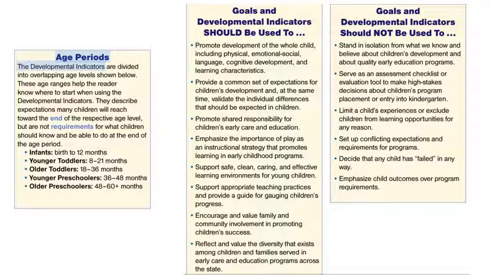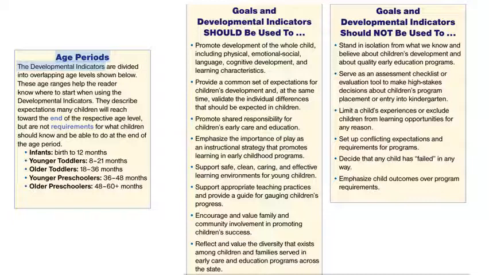In the Foundations book, as I've already previously discussed, the developmental indicators are broken up by age ranges, infants through older preschoolers. However, if you'll notice here, this little blurb talks about how the developmental indicators are divided into overlapping age levels as shown below. So if you'll look here, infants birth to 12 months, younger toddlers 8 to 24 months. So you've got 4 months here where there's an overlap in an infant and a young toddler.